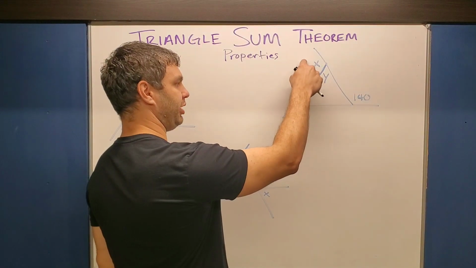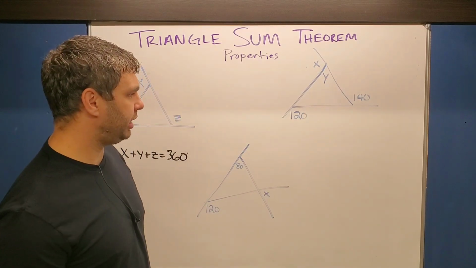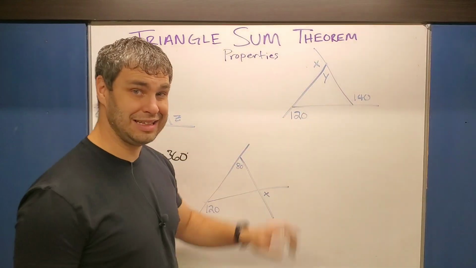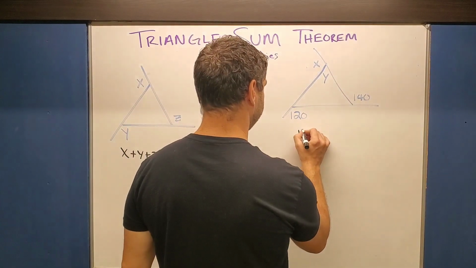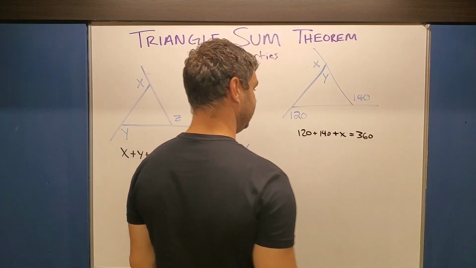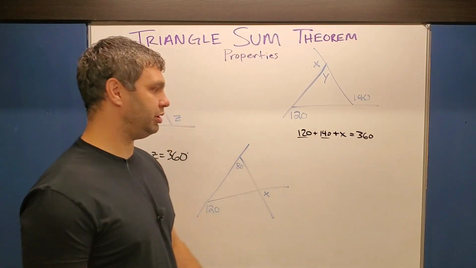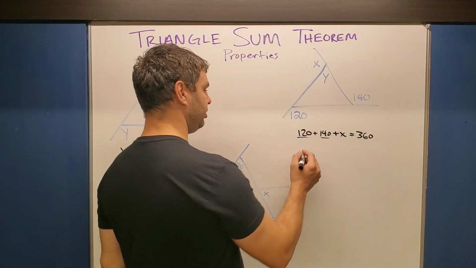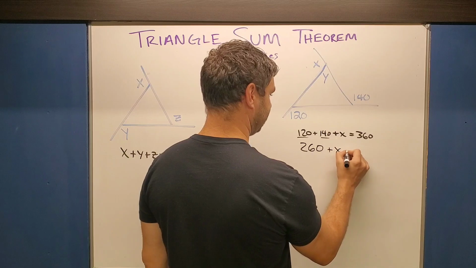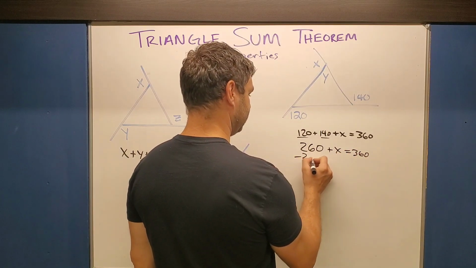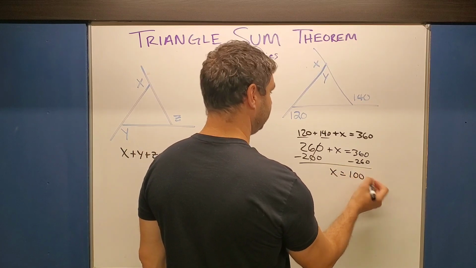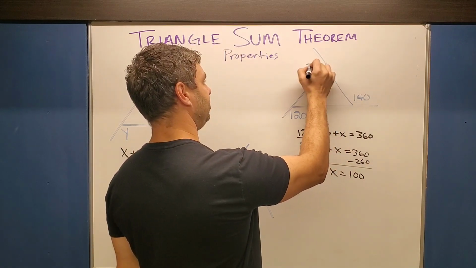This one wants us to find both x and y. So if we look at all the exterior parts, this is going to be 120 plus 140 plus x. It's going to equal 360 degrees. Let's combine our like terms first. What is 120 plus 140? Well, that is 260, right? 260 plus x equals 360. So with a little bit of subtraction here, subtracting 260 on both sides, we get x equals 100. So here my x is going to be 100 degrees.